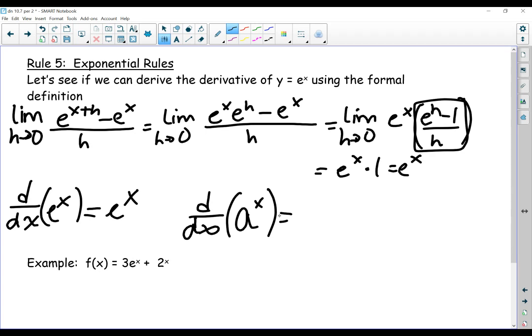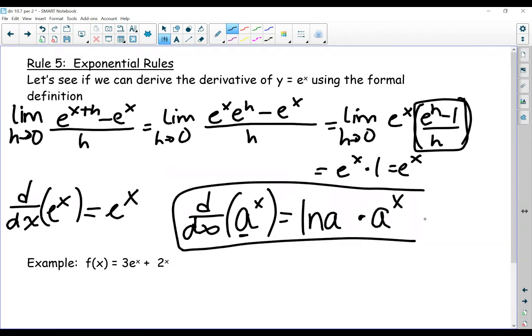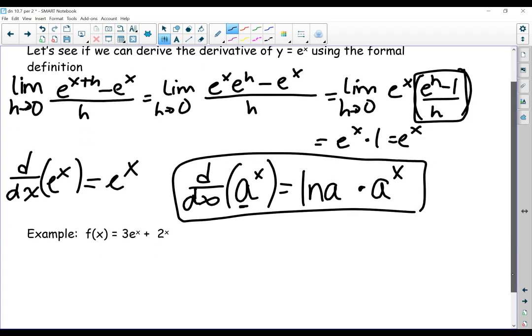Now, if I were to prove this one to you, it would be very similar to the proof that we just did here, except I would have to use a change of base rule in order to get this e to the h minus 1 over h. When I do the change of base rule, I end up with an extra ln of a. So the derivative of a to the x is ln of a times a to the x. So it's slightly different than e to the x because it's base a.